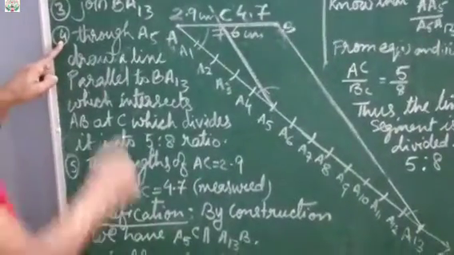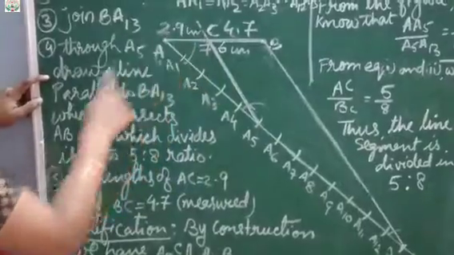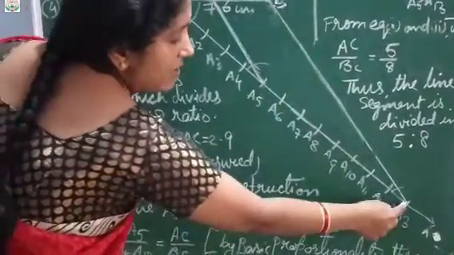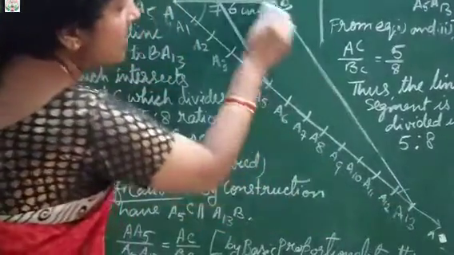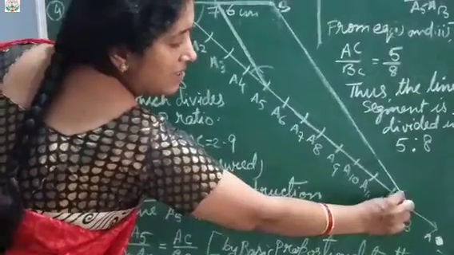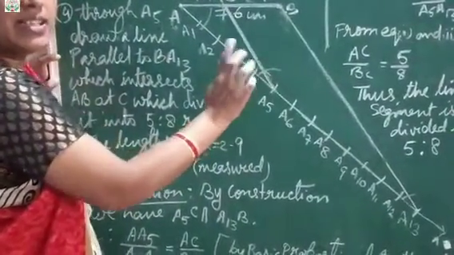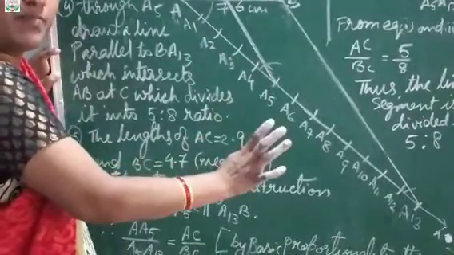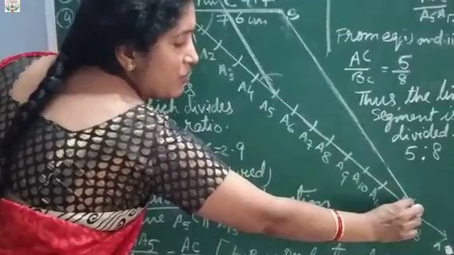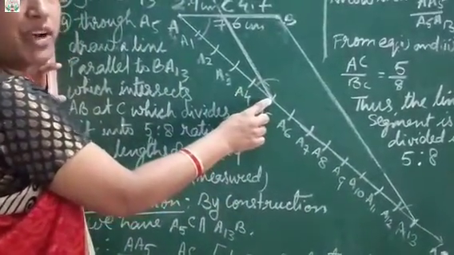Then the fourth point is what? Through A5, draw a line segment which is parallel to BA13. Means the same parallel line you have to draw, means you have to make the same angle as angle A13 here at A5. Parallel lines can be drawn when the angles are the same. So whatever angle we have, we will measure and draw the same angle here also at A5.